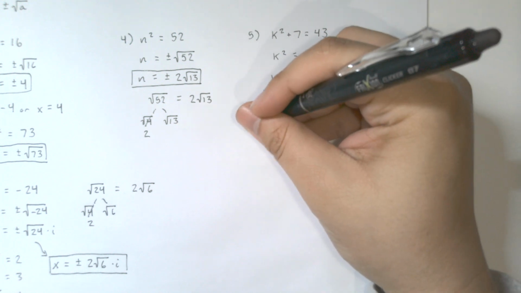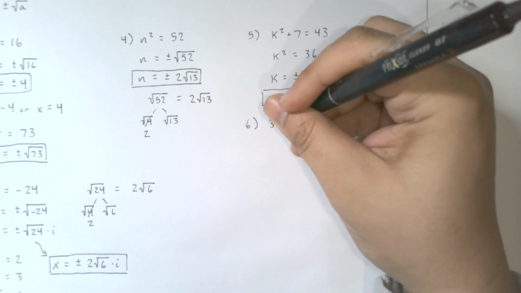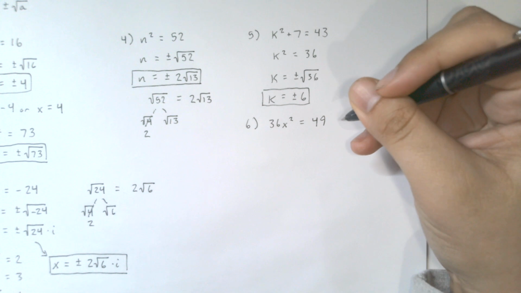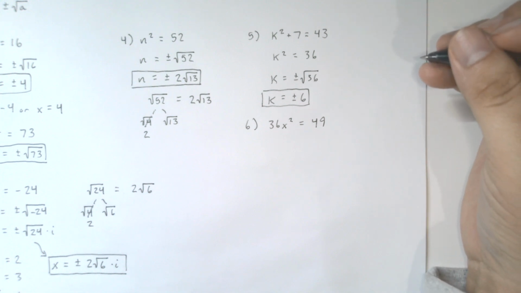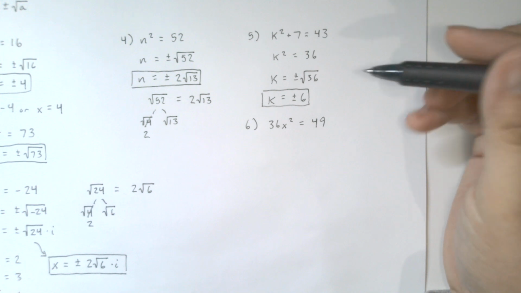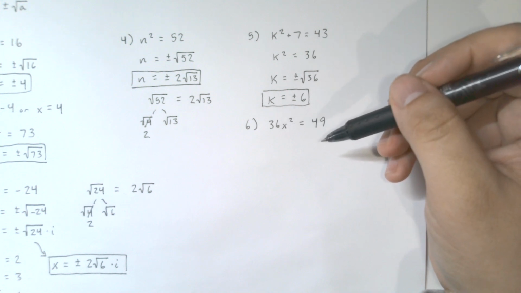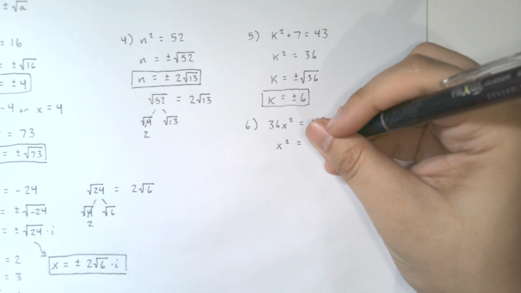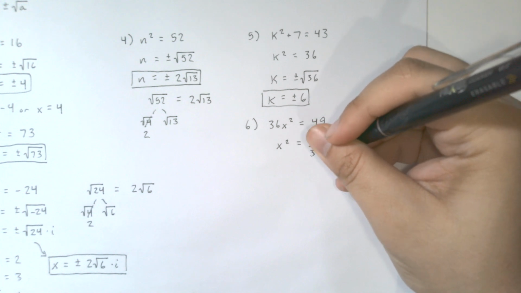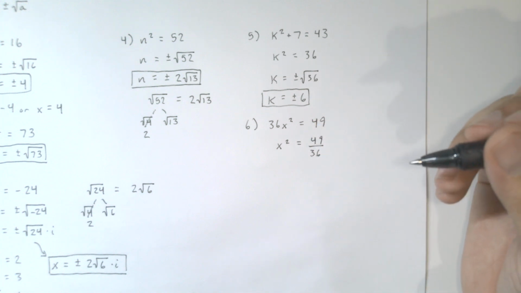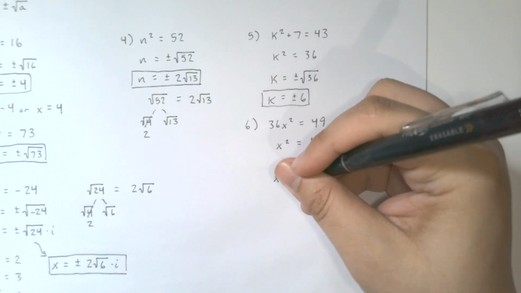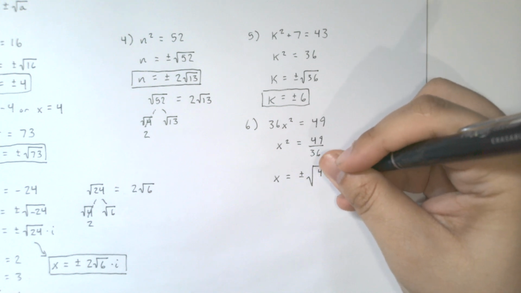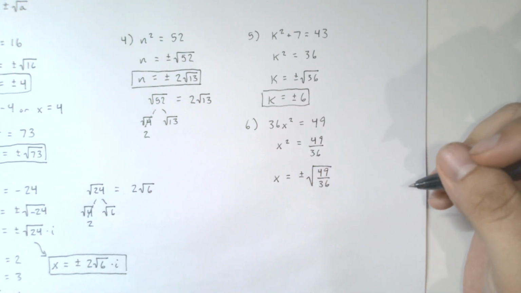Next one we have is number 6, which is 36x squared is equal to 49. So this one's a little bit different. With this one, we want to get x squared by itself. So we're still going to divide by 36. So we have x squared is equal to 49 divided by 36. And now we want to take our square root of both sides, and we're going to have x is equal to plus or minus the square root of 49 over 36.